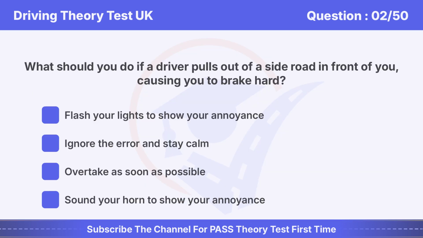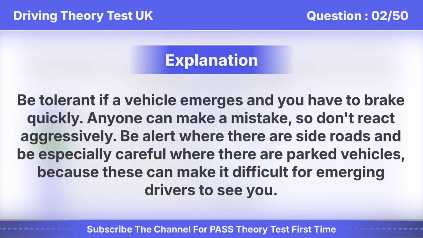Question 2. What should you do if a driver pulls out of a side road in front of you, causing you to brake hard? Answer is B. Ignore the error and stay calm. Be tolerant if a vehicle emerges and you have to brake quickly. Anyone can make a mistake, so don't react aggressively. Be alert where there are side roads and be especially careful where there are parked vehicles, because these can make it difficult for emerging drivers to see you.